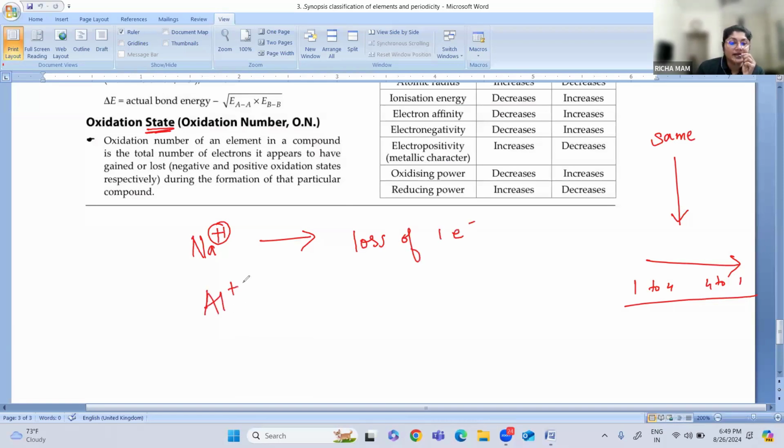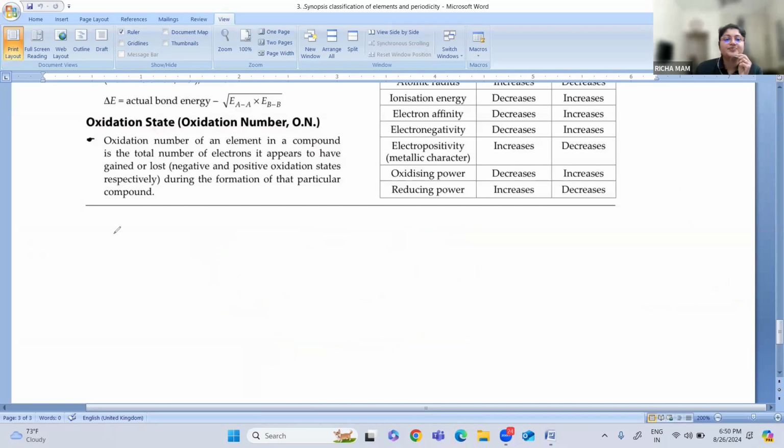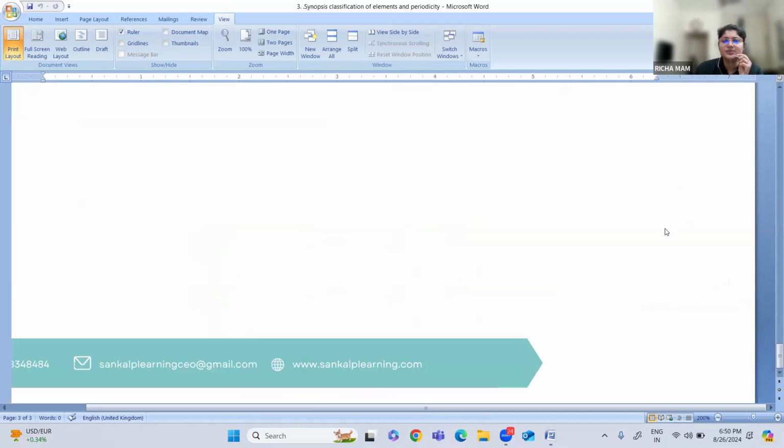Now Al plus 3. This plus 3 tells you the oxidation state, or the oxidation number, of the element. How many electrons are lost? There is a loss of 3 electrons. In the same way, with respect to sulfide, S2 minus, there is a gain of 2 electrons. Minus means gain and plus means loss. So oxidation state tells you the total number of electrons lost or gained. So remember this.